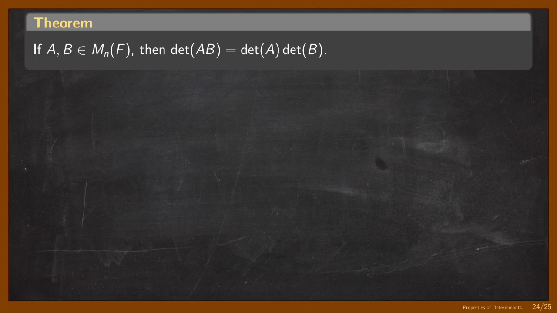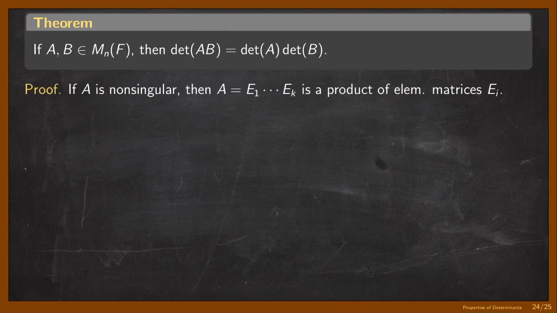The following theorem, in general, says the determinant function is multiplicative. When you say multiplicative, the determinant of the product is the product of the determinants. So, why is that the case? Well, we consider two cases. First case is when A is non-singular. Second case is when A is singular.